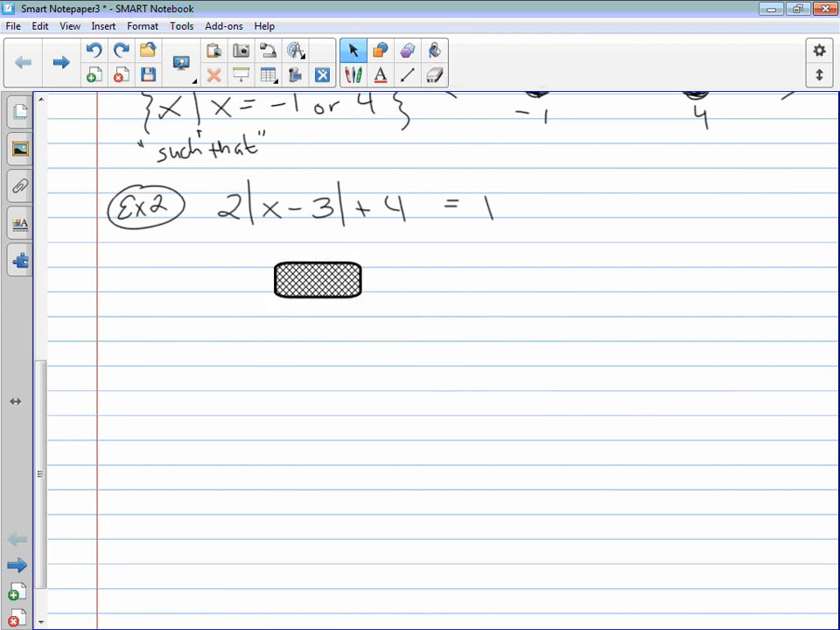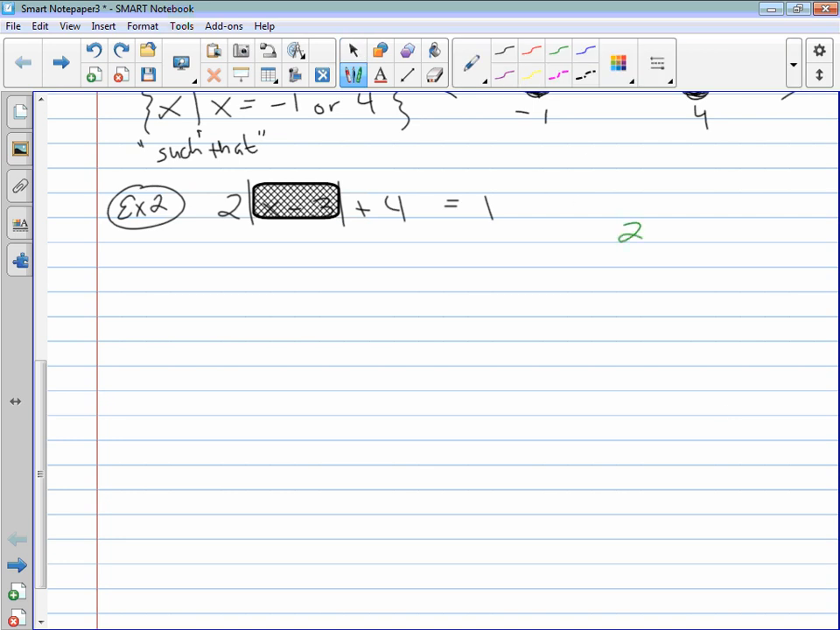Now, in order to do that, here's a little thought bubble for you. Treat that as a mystery box again. We don't know what's behind there. I like to do my thought bubbles in green. Pretend this thing said 2x plus 4 equals 1. Same idea, right? I don't know what x is yet. What would you do to get x by itself? Subtract the 4 and then divide by 2. So what do you think we're going to do over here? Subtract the 4 and divide by 2.